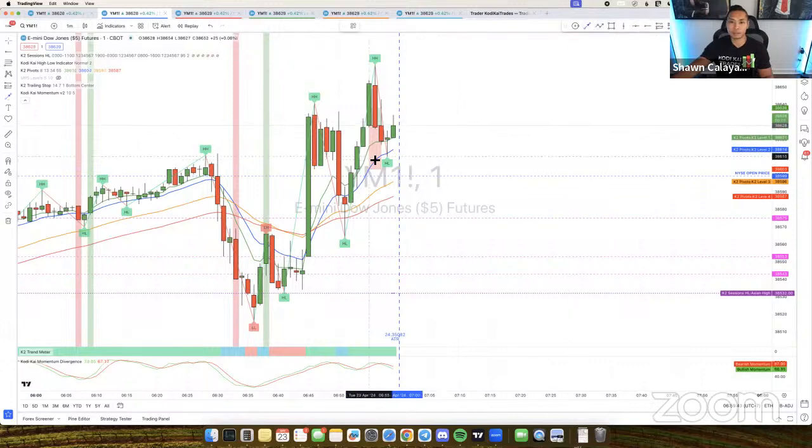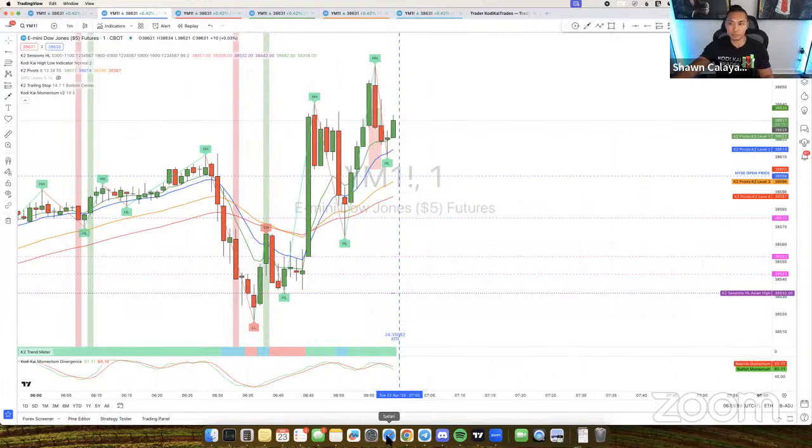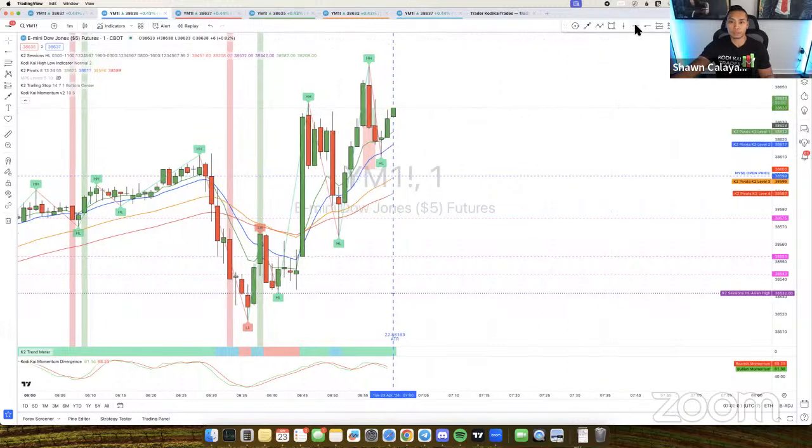So for me personally, I'd rather see price come down and then I'm okay with it correcting back up because the news here is supposed to be positive. So we got 5 seconds till news. Let's see how price reacts to it. And here goes the news candle right here.